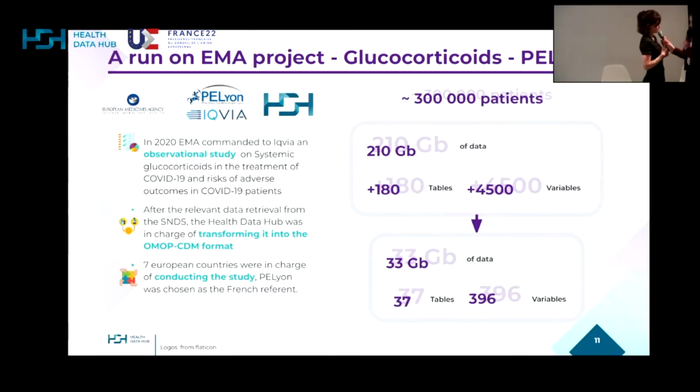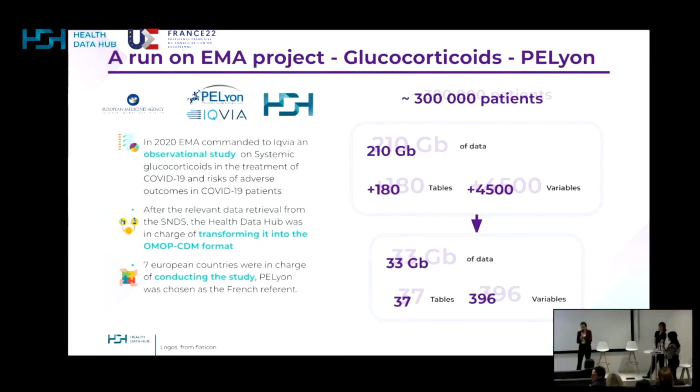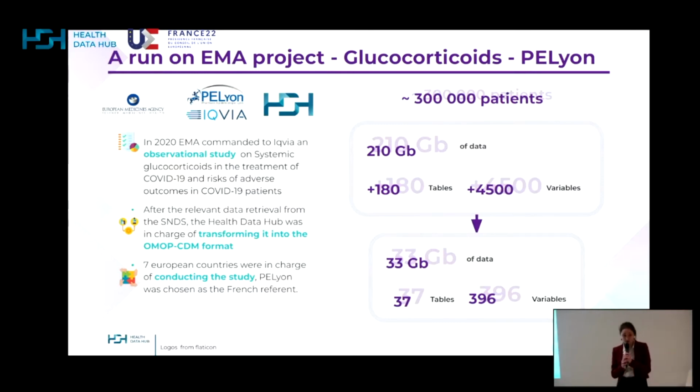In this presentation, we would like to focus on data quality checks. To do that, we will give an example of a run on an EMA project on glucocorticoids. In 2020, EMA entrusted an observational study to IQVIA on glucocorticoids and COVID. Seven European countries were involved in this project, and they were in charge of conducting the study on their national data. And in France, PEL Lyon was chosen as the French reference.